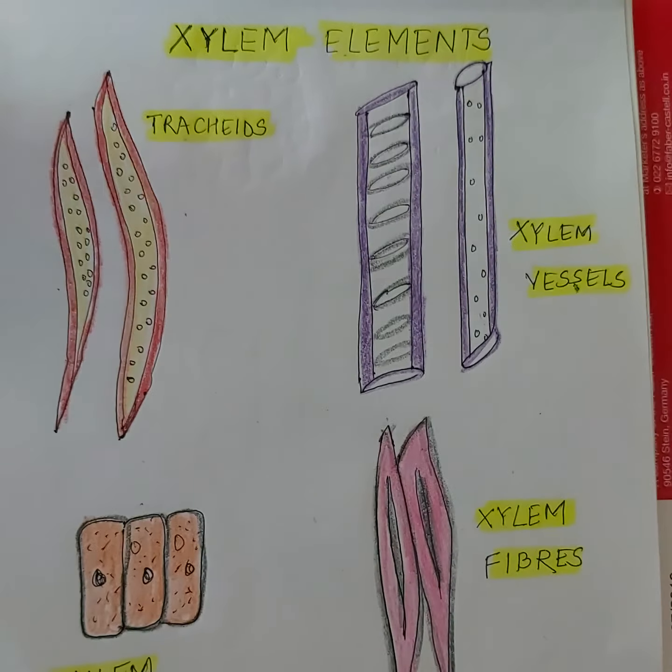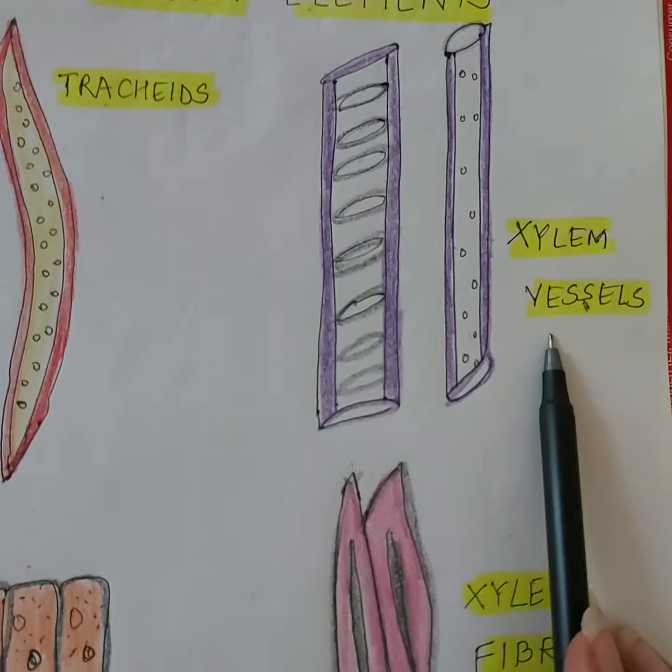They may either have pits or an empty lumen, just like a straw, and water will move inside the lumen of the xylem vessels. Tracheids are also dead cells. Xylem vessels are also dead in nature.